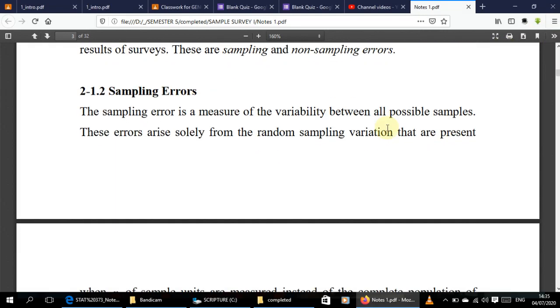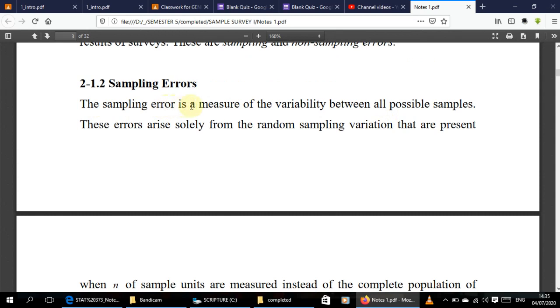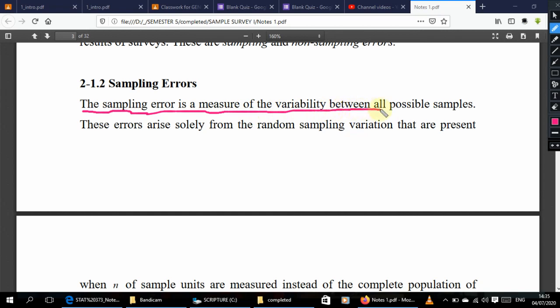So the sampling error is a measure of the variability between all possible samples. Okay, the measure of variability between all possible samples. So this is the definition. This definition is mostly asked in exams, KNUST exams to be precise. What is sampling error? It is mostly asked, so take note.